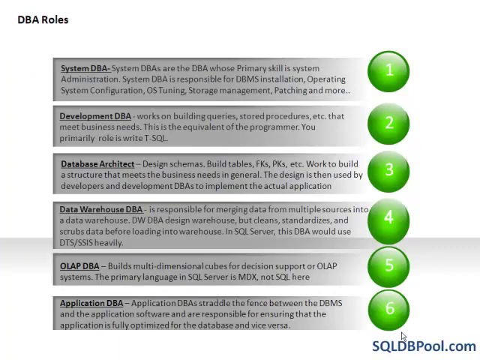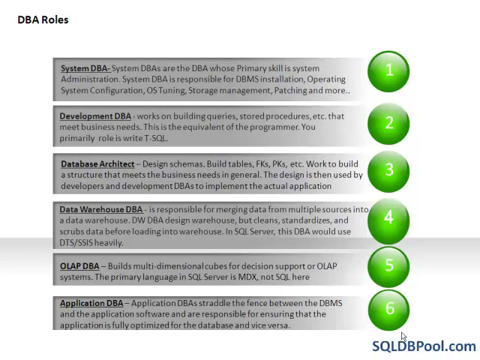Now we will see what are the different kinds of DBA roles. First one is a system DBA. System DBAs are the DBAs whose primary skill is system administration. System DBA is responsible for the DBMS installation, operating system configuration, OS tuning, storage management, patching.